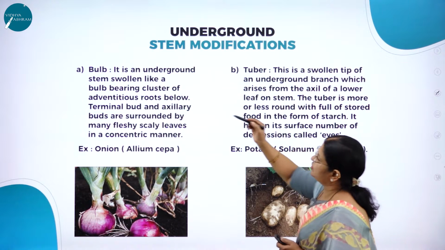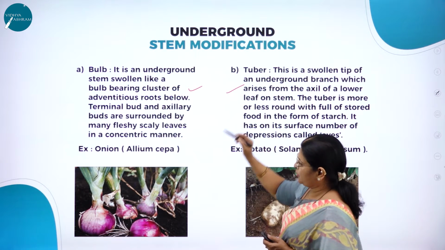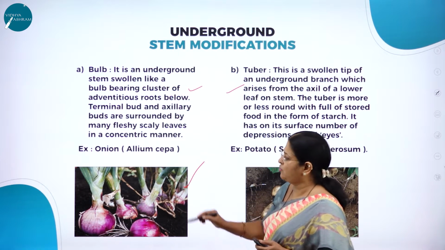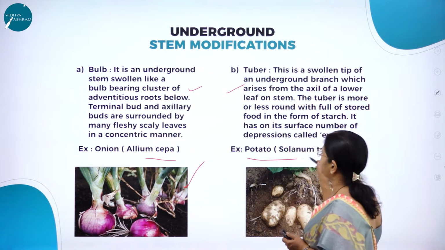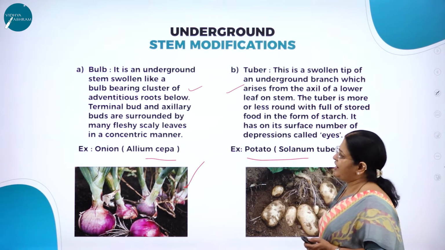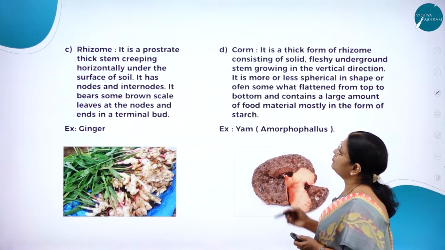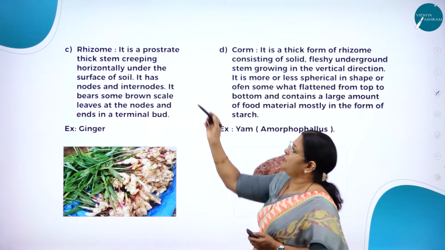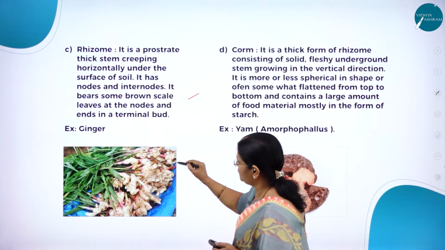Hope you have understood about bulb and also about tuber. Classical example for bulb is what? Onion. And the classical example for tuber is what? Potato. Moving on to the next underground stem modification, that is rhizome, that is ginger.